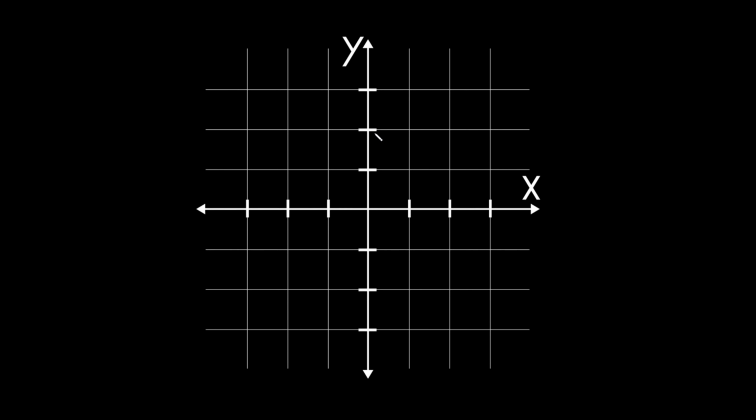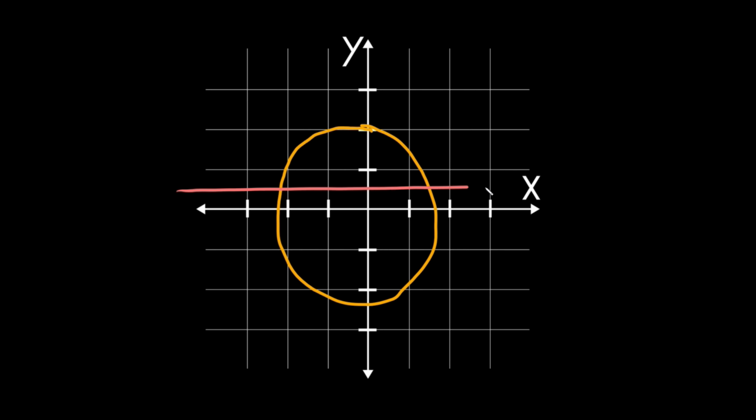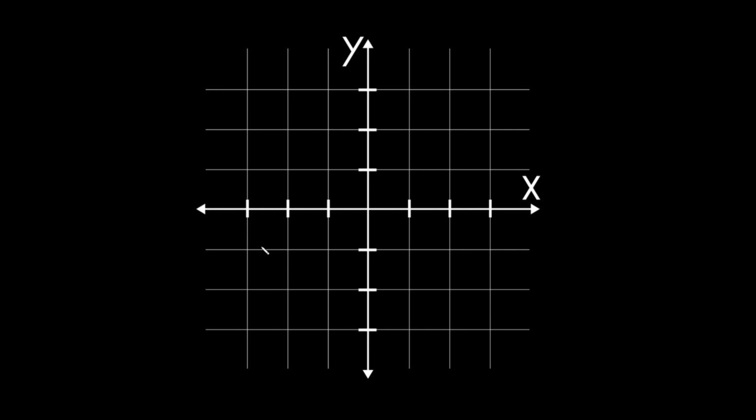Now, let's try just a couple more here. What if I drew the world's most perfect circle? As you can see, if we draw a horizontal line through here, we can hit it at least two spots. So in this case, it fails the horizontal line test. That just means that this function is not a one-to-one function and it doesn't have an inverse.